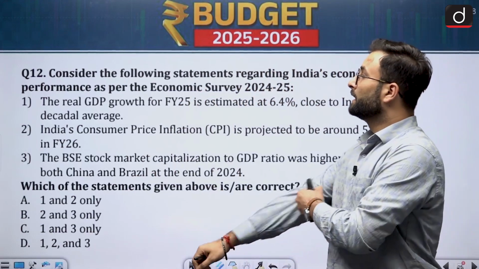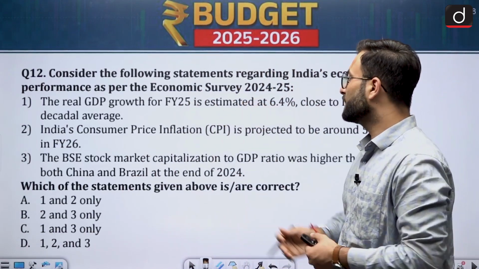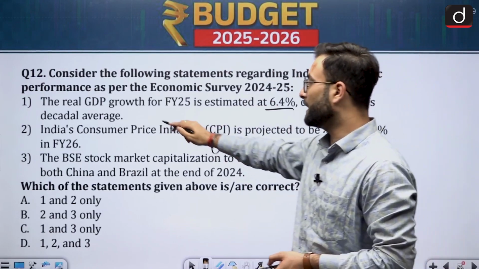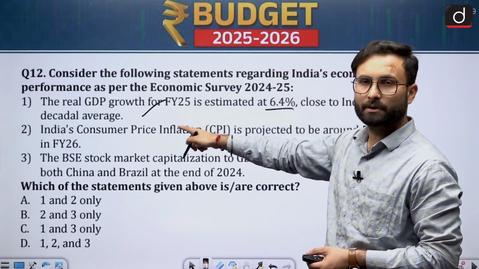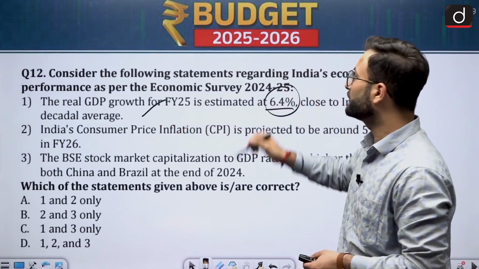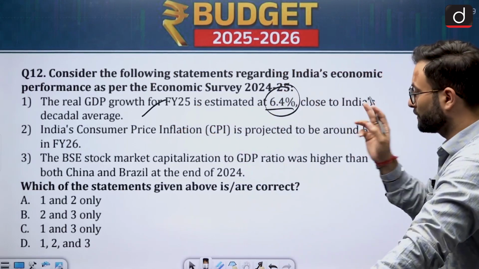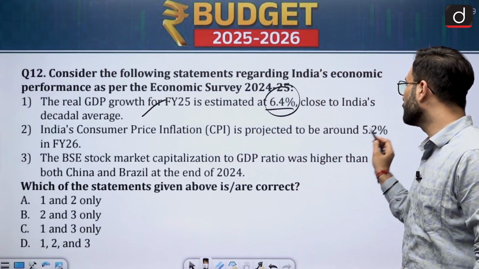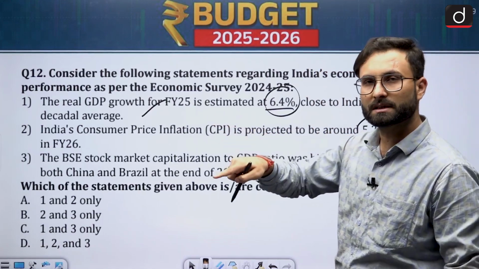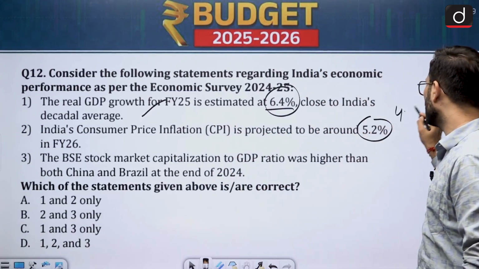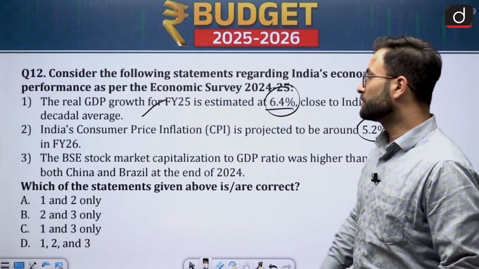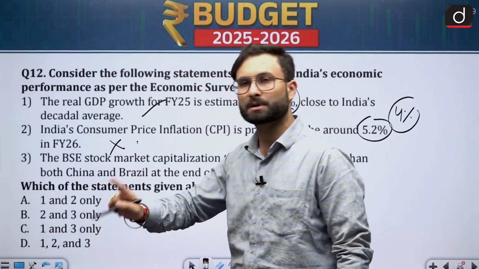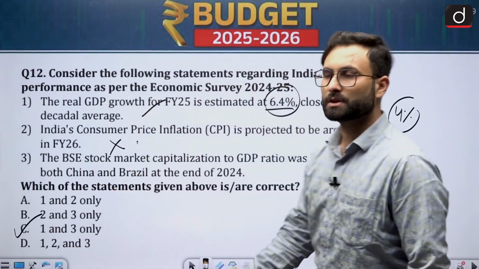Okay, so the real GDP growth for financial year 25 is estimated as 6.4%, close to India's decadal average. Now this statement is correct. So they are saying that in financial year 25 we are estimating that real GDP growth will be 6.4%. Coming to the second statement, India's consumer price inflation, that is CPI, projected to be around 5.2% in financial year 26. That is incorrect, because that is somewhere around 4% and not 5.2%. So this statement is incorrect. Now if you eliminate this particular statement, you will see that there is only one option you are left with, that is option C. This is how you can eliminate.